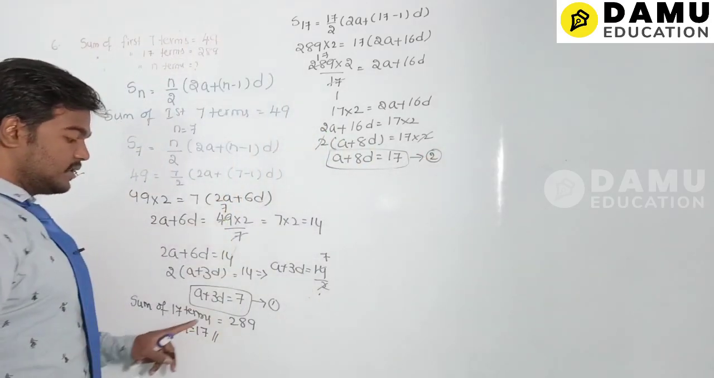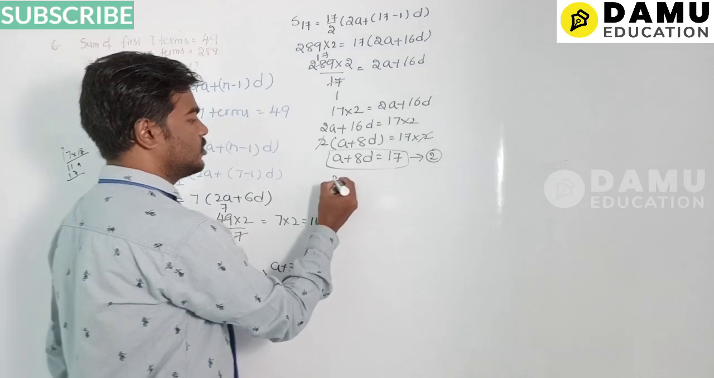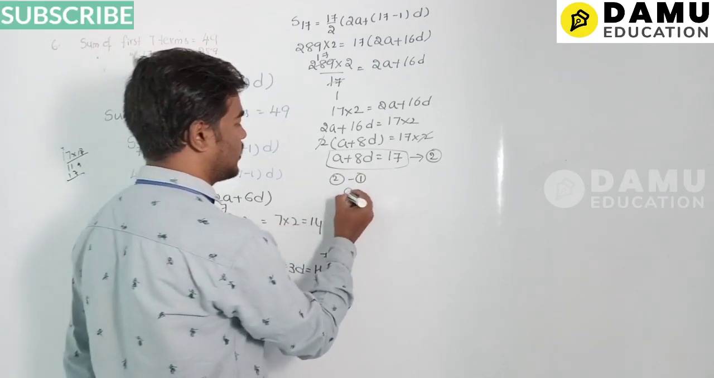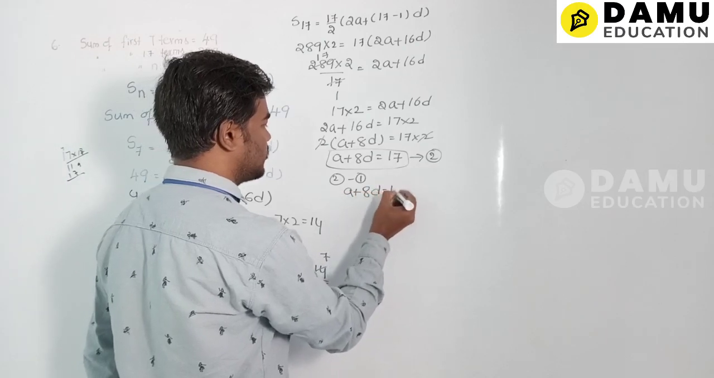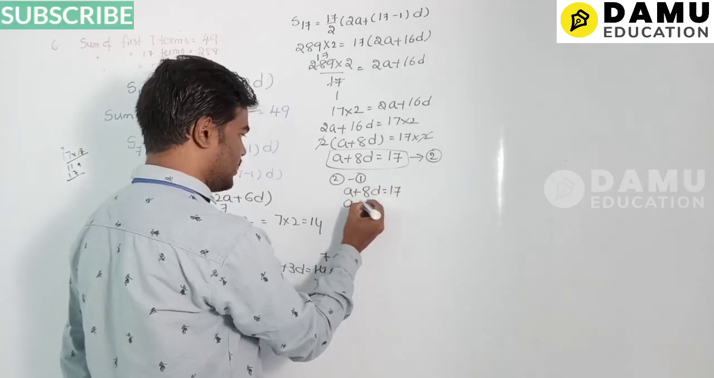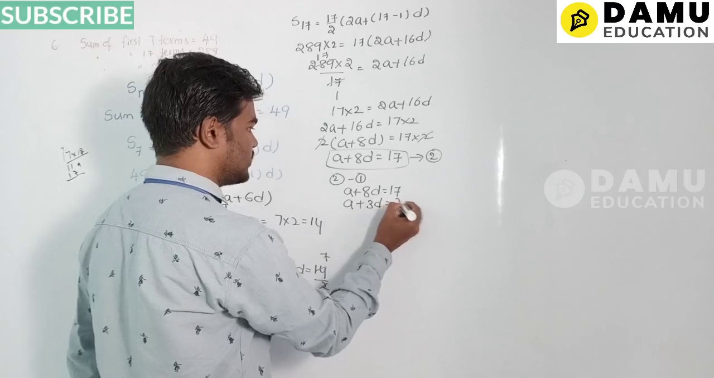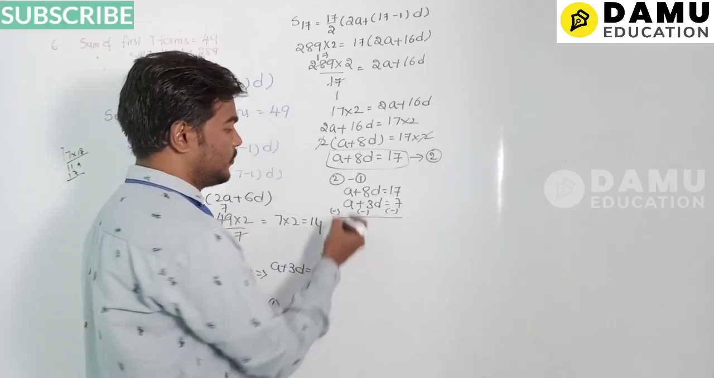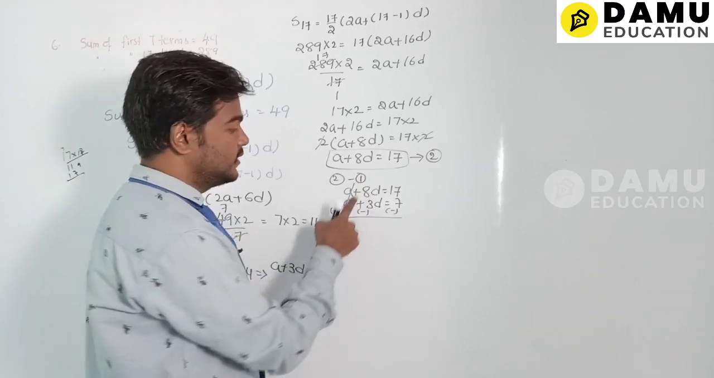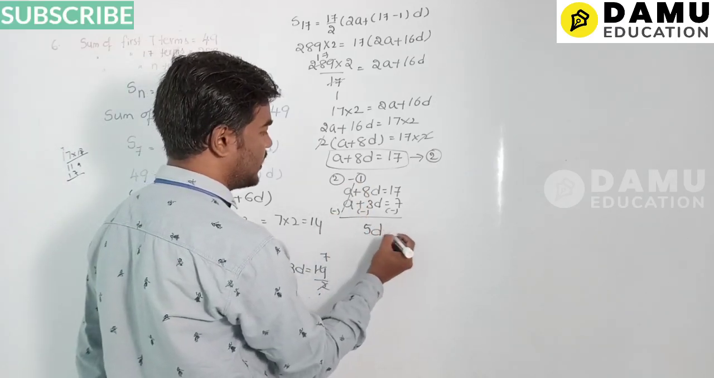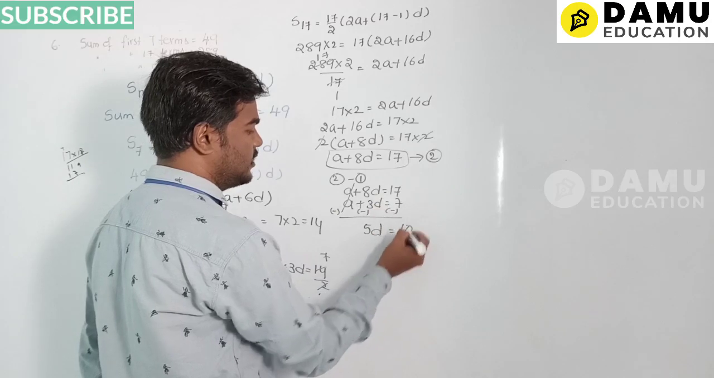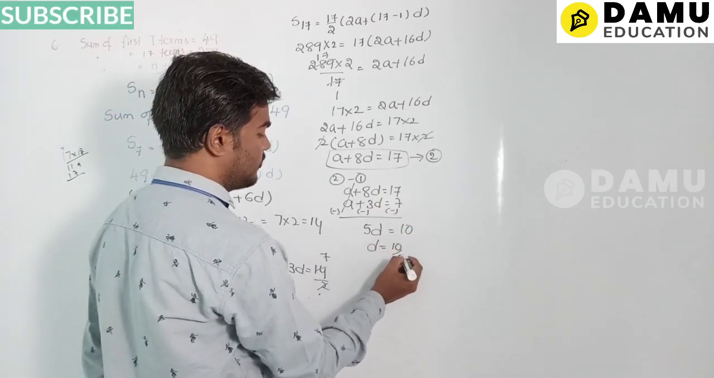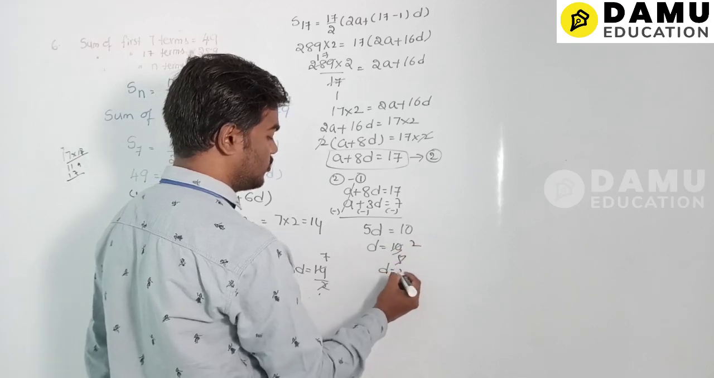So equation 1 is there and equation 2 is there. Let's subtract equation 2 minus equation 1. a plus 8d will be equal to 17, and a plus 3d will be equal to 7. It is subtraction, so the signs will change. So a minus a will cancel and 8d minus 3d is 5d. 17 minus 7 will be 10. So d will be equal to 10 by 5. 5 twos are 10. So d will be equal to 2.